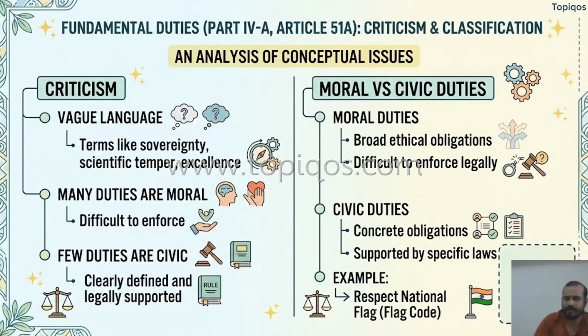And now the question comes here. We have already seen the classification, moral versus civic duty. So what are moral duties? These are broad ethical obligations, difficult to enforce legally. Example, have compassion for animals. So how do you interpret compassion? Does it mean that a vegetarian is more compassionate towards animals than a non-vegetarian? So perception and interpretation depends here.